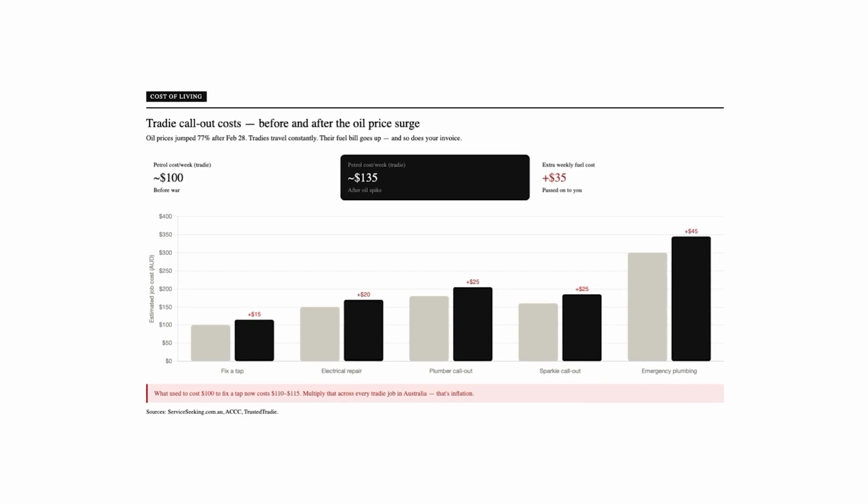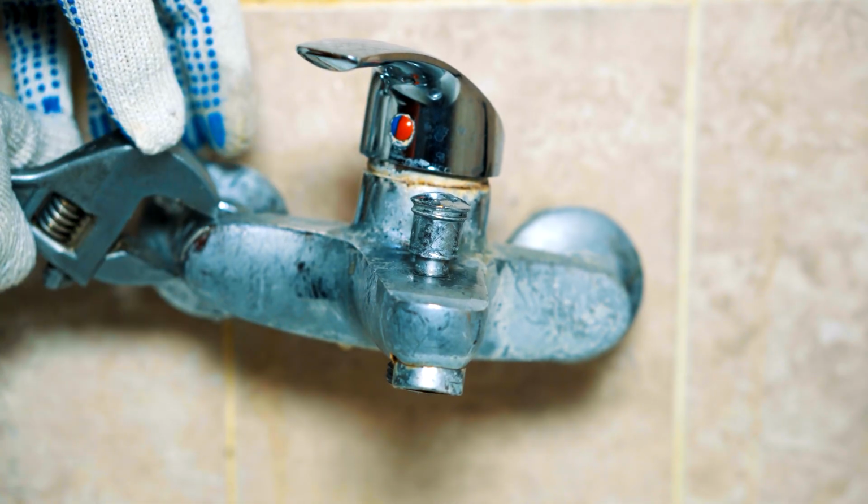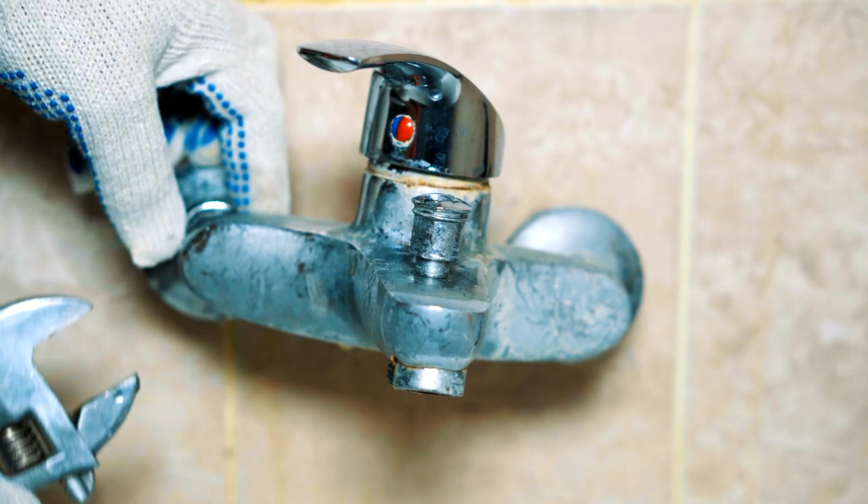Now, because of this extra $35 they need to fork out, guess what? They can't cop that cost in their own pocket because their margin just gets trimmed too much. So what are they going to do? They're going to pass that cost onto yourself, the end users, the consumers. So, for example, what used to cost me $100 to, let's just call it, fix a tap, it's going to cost me $110, $115 now, just so they can recoup the extra cost from the petrol they have to pay.